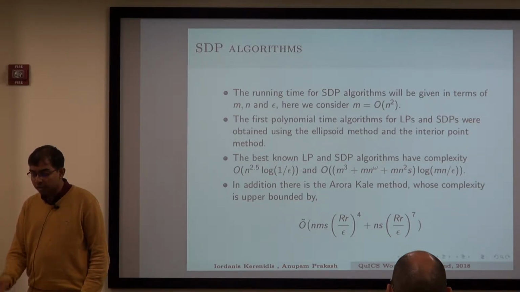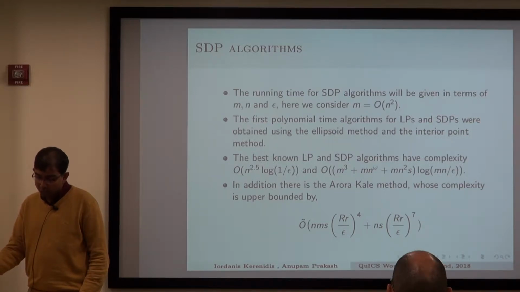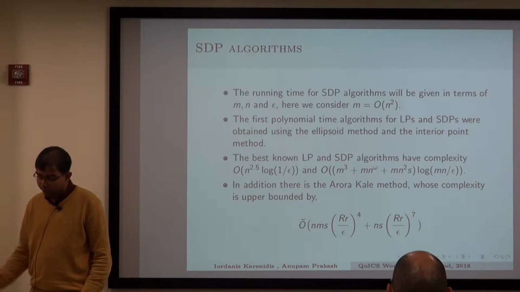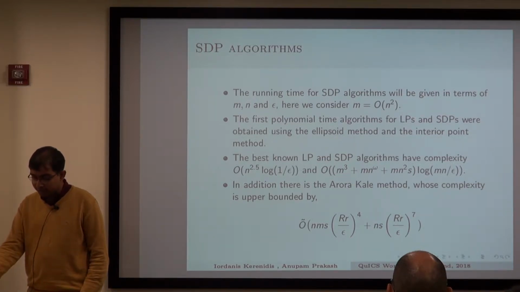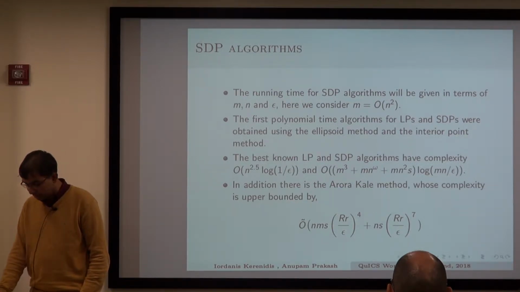It is n times m times s, where s is the sparsity, the number of non-zero entries in the input matrices. And then there's a width parameter, R r over epsilon, which appears to a polynomial power. So this is an upper bound on the classical complexity of the Arora-Kale method. Of course, it can do better in certain special cases.